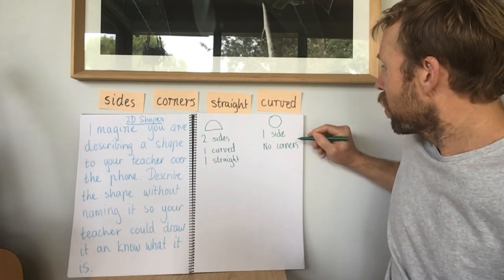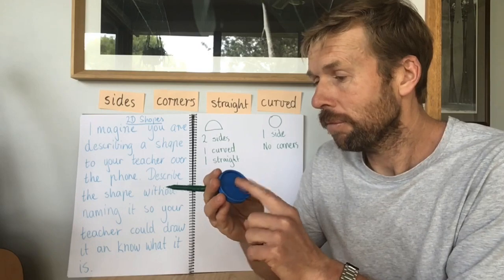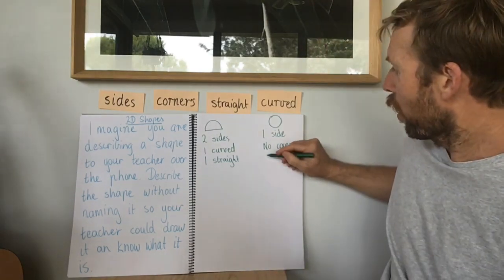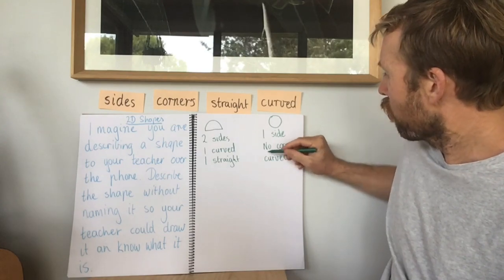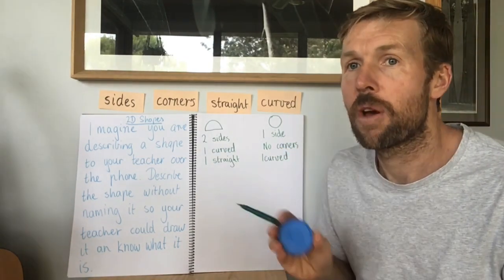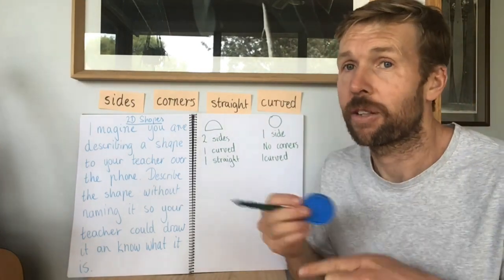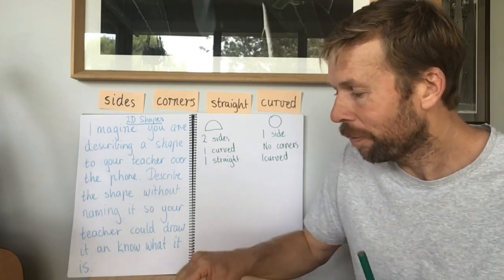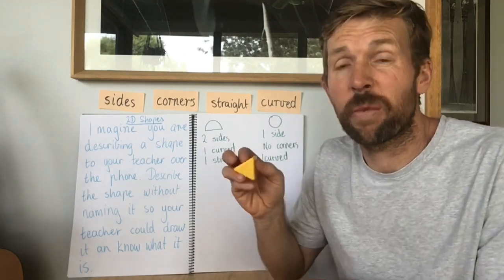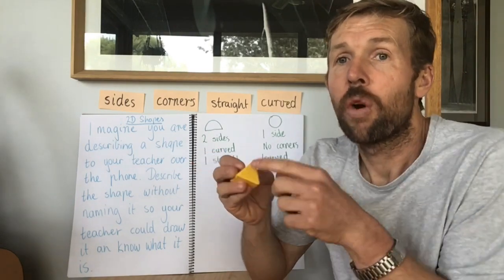So using the words, it also has a curved side. So just do one curved. And so if I said one side, no corners, one curved side, your teacher would probably be able to guess that. And that's sort of how we would describe it. So let's practice a few others. We won't write these ones, but you could if you like, if you want to draw them and describe them, or you could just do it verbally.